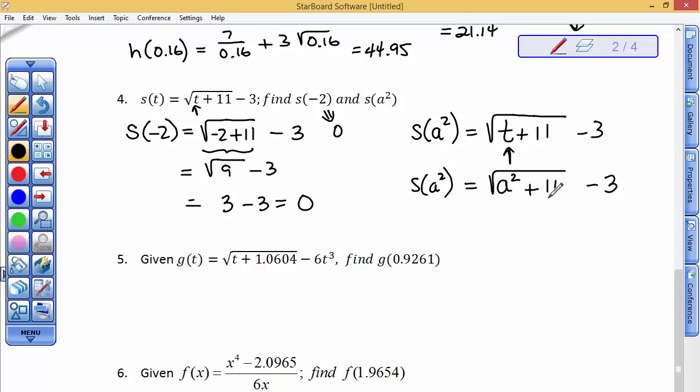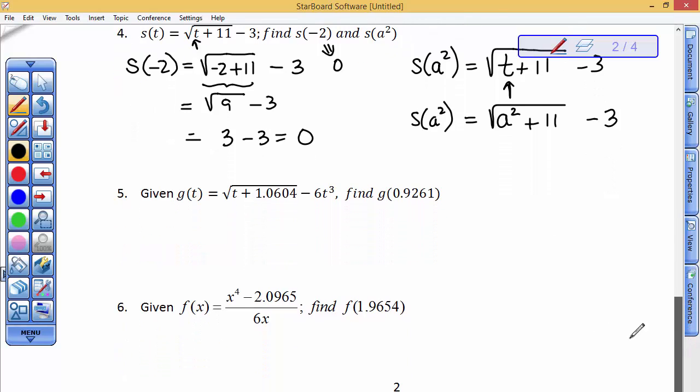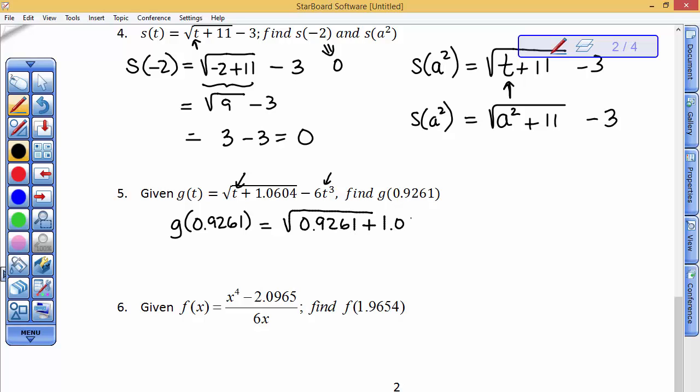Okay, let's look at number 5. So now we're asking you to really use your calculator. So I want to find g of 0.9261. So that means right here and right here, I'm going to put 0.9261 in. So I'll have the square root of 0.9261 plus 1.0604, all of that underneath the radical. Now minus 6 times 0.9261, that quantity cubed.